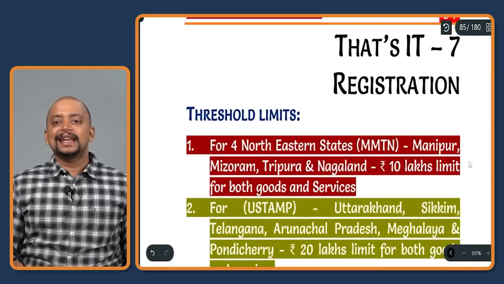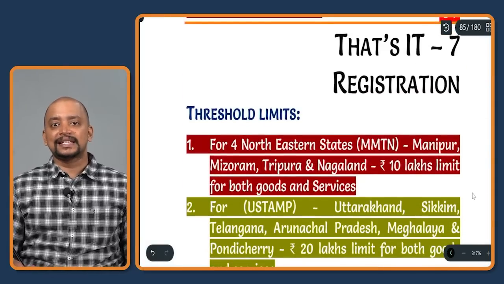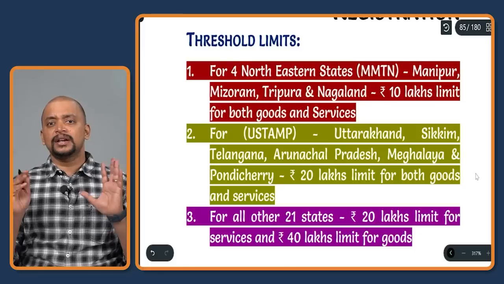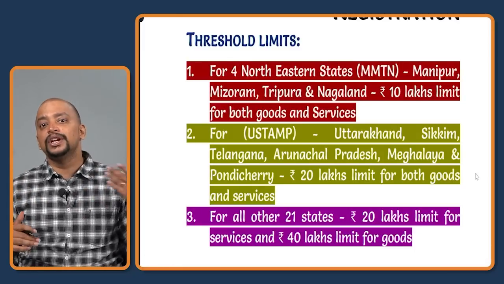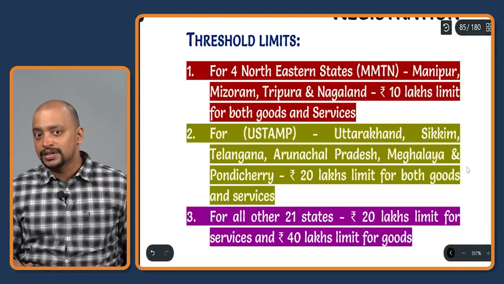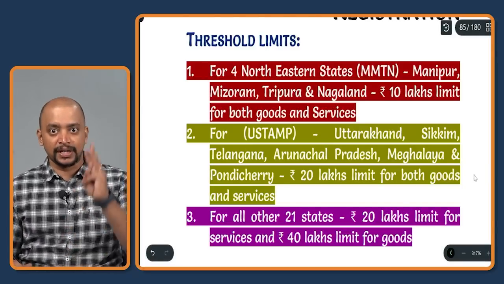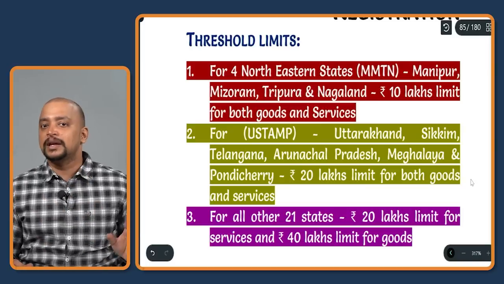Then the next area is registration, that is Chapter 7, registration. In this registration, there are a total of 9 sections. Section 22, when a person is required to get registered, Section 23, exempted from registration, and Section 24, compulsory registration. These are the 3 sections which are very, very important.